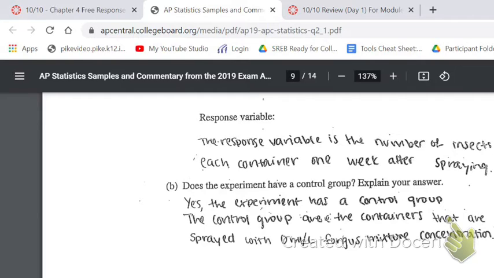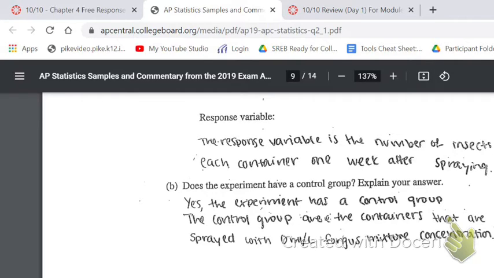What do we think? What did they get wrong? Is it incorrect to say that? They didn't explain why. Did they have to explain why or just explain that it was a control group? That it was a control group. So they had to identify.